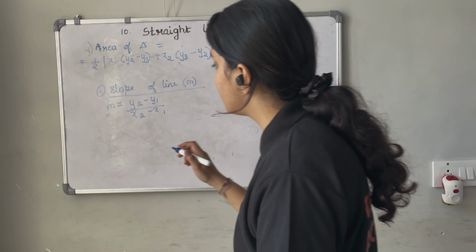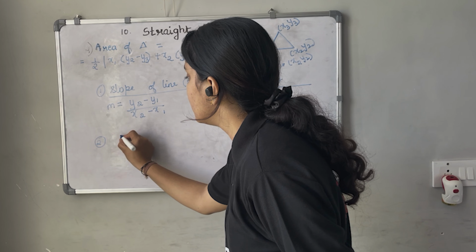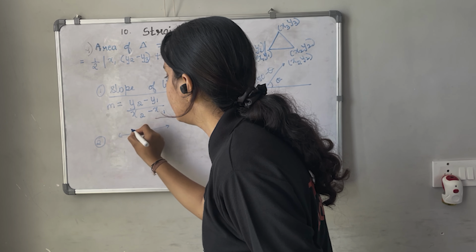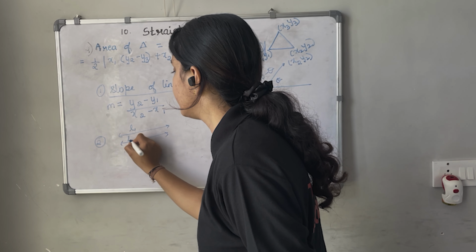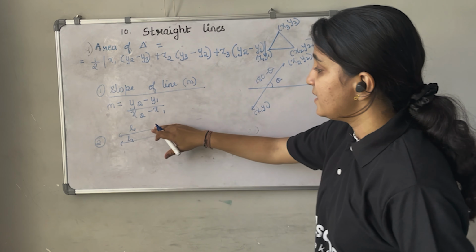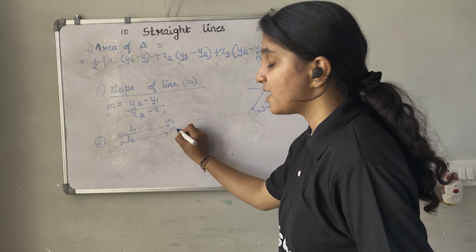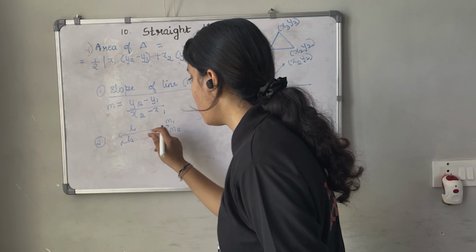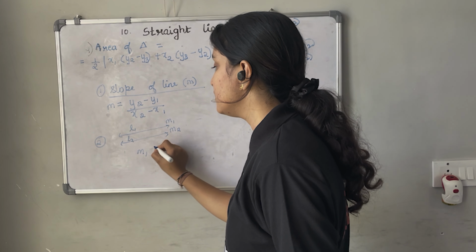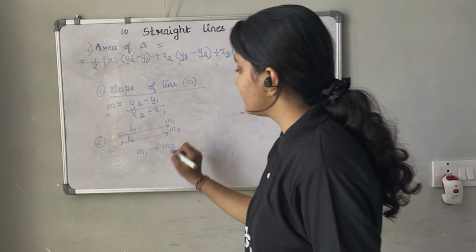Second, if the two lines are parallel, if my line L1 is parallel to line L2, and line L1 has slope m1 and line L2 has slope m2, then always the slope of L1, that is m1, is equal to the slope of line L2, that is m2.